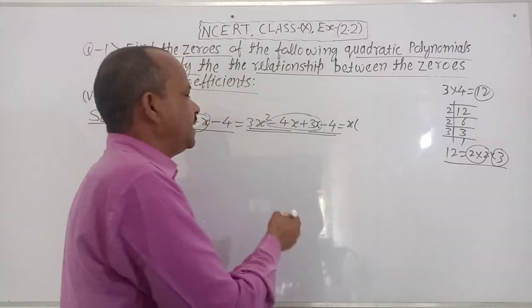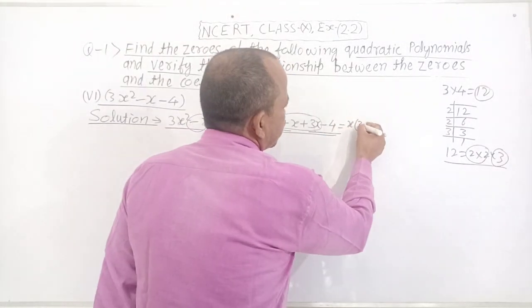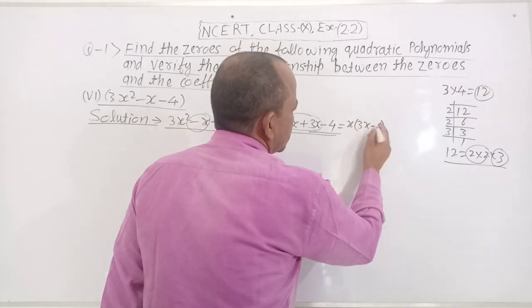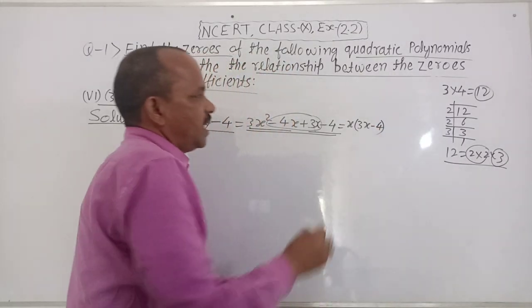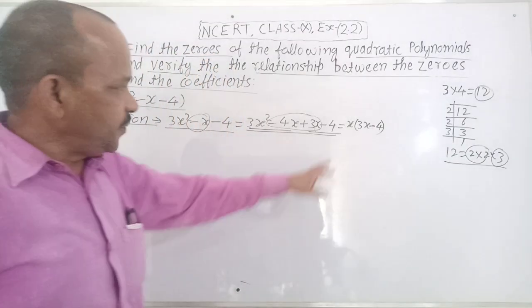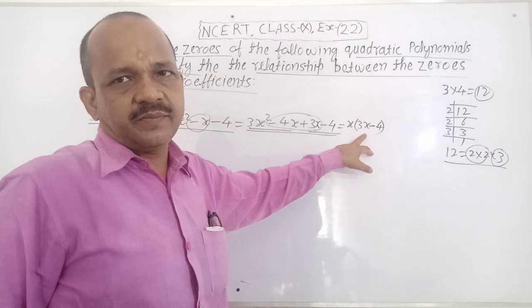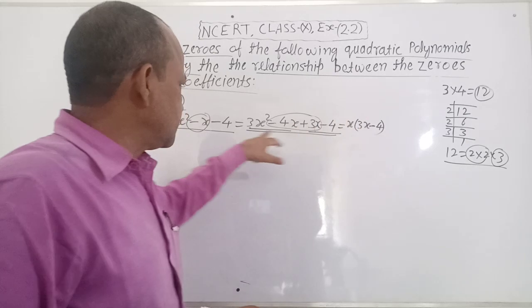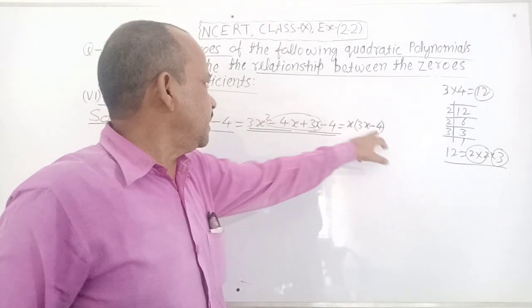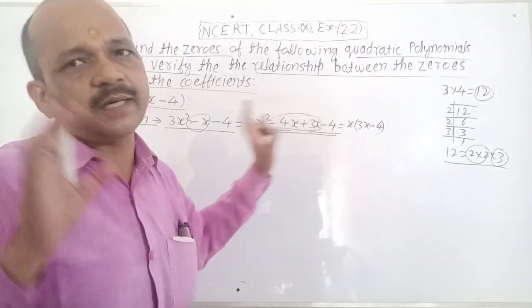And here you can write 3x minus 4. Is it clear? If you multiply x and 3x, it becomes 3x square. If you multiply x and minus 4, it becomes minus 4x. It means it is correct.